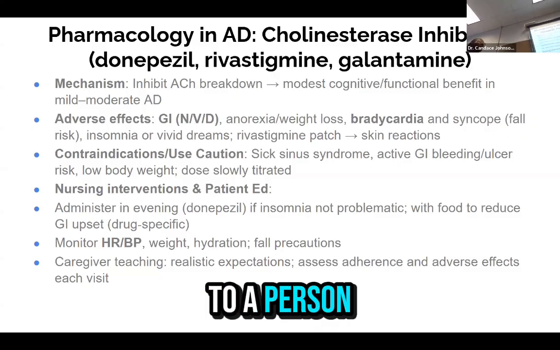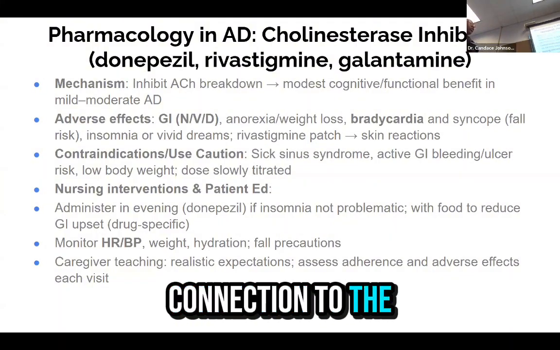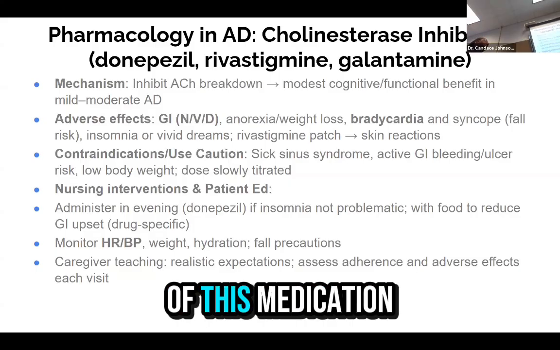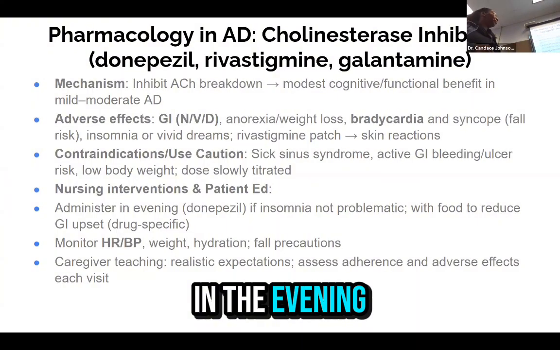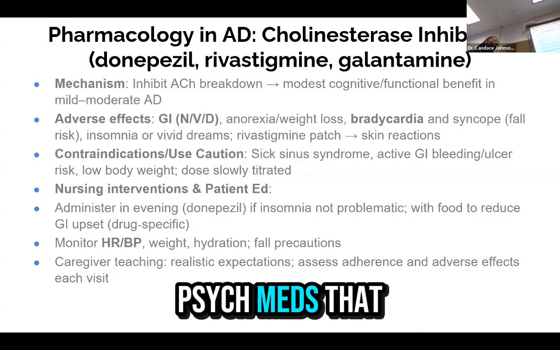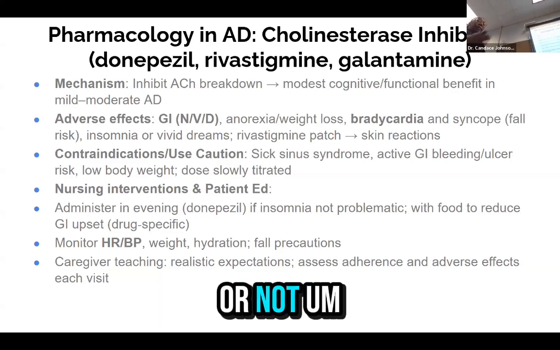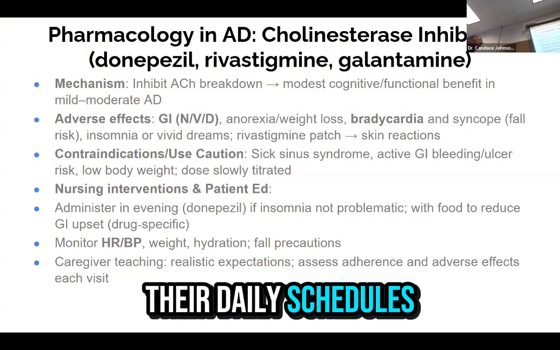All right, never give it to a person who's actively bleeding in their GI tract, or has an ulcer or is at risk for an ulcer. It gives you a connection to the nausea, vomiting, and diarrhea piece, the GI effects of this medication. We want to give this medication in the evening because of the insomnia risk, just like those psych meds that we give at the right time, so they work well with daily schedules.